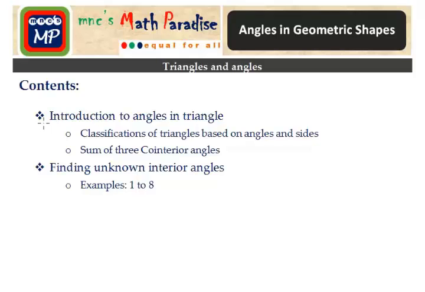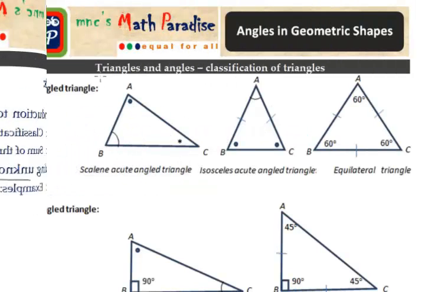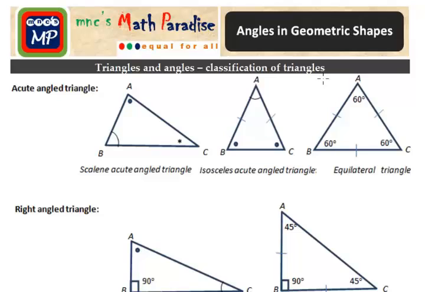In this lesson video, we will first classify triangles based on the size of their angles and length of their sides, and then we will see what is the sum of three interior angles of a triangle. And based on this property, we will practice a number of examples to find the unknown interior angles in a triangle. Here we will see the classification of triangles based on its angles and its side lengths.